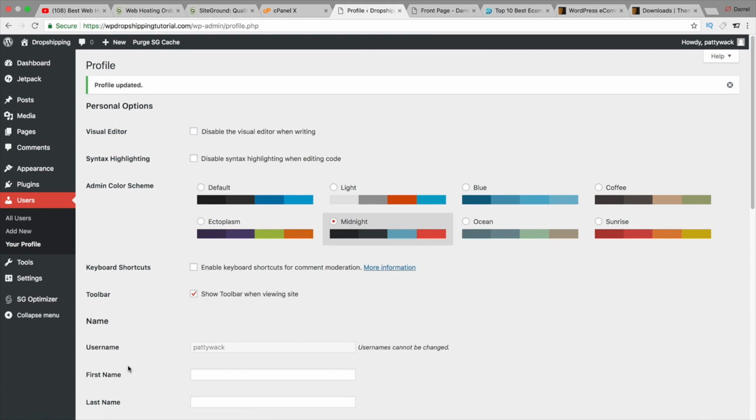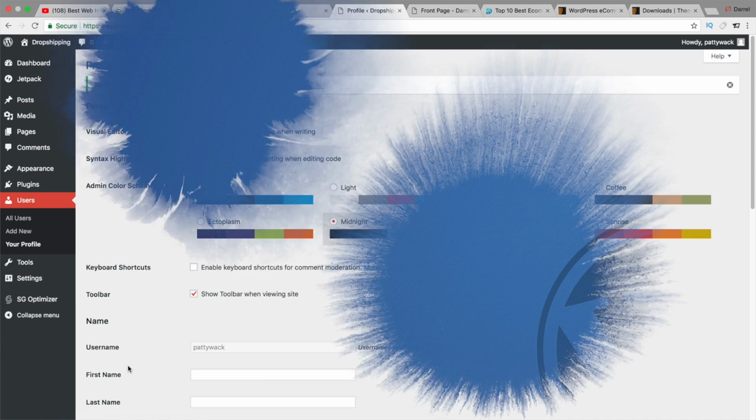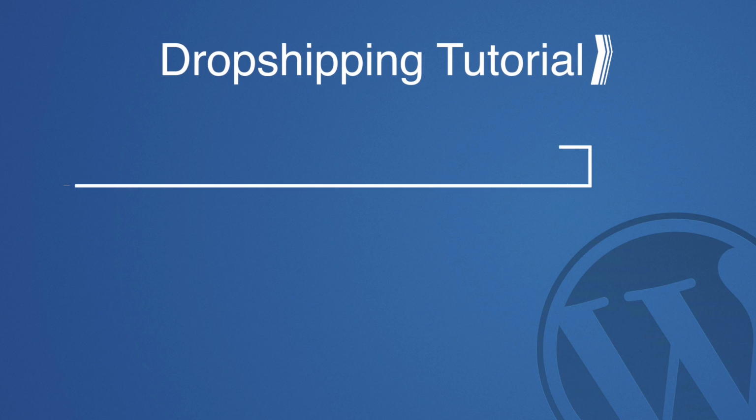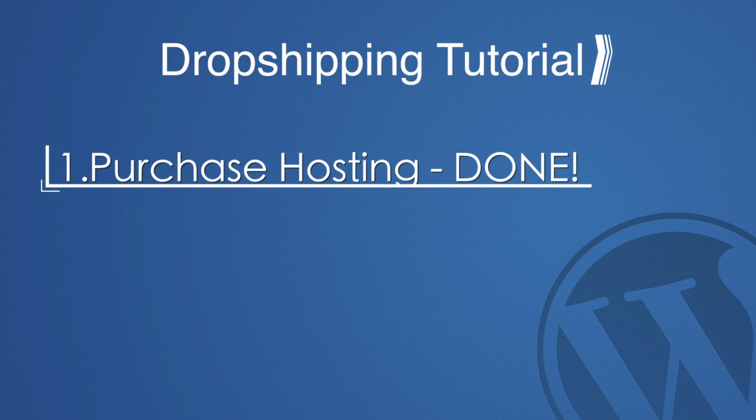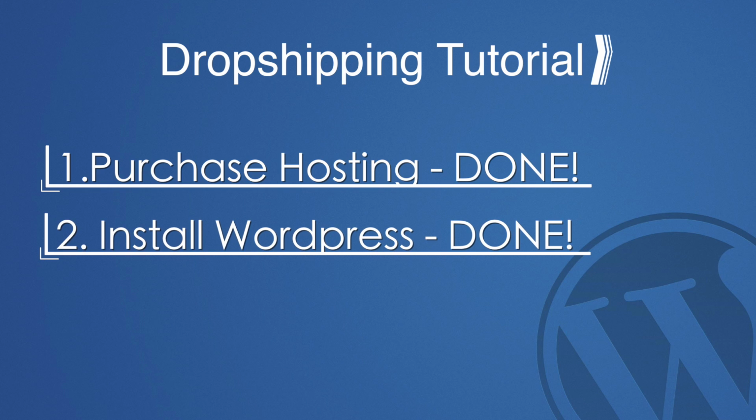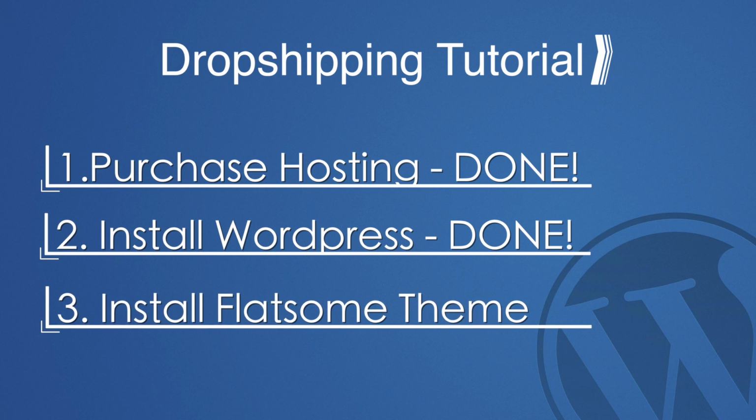All right, congratulations. So let's go ahead and take a look at our progress. We have got our domain and hosting done. Congratulations. We have installed WordPress done. Congratulations. Next, we're going to install our WordPress theme. But before we do that, let's go ahead and make some pages.